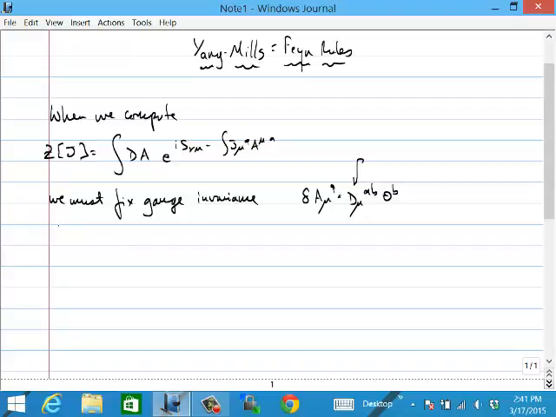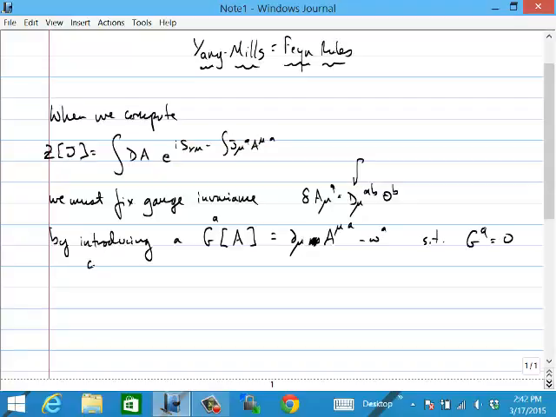And the way that we fix this gauge invariance is we introduce a gauge fixing function that depends on A that has the property that if you set it equal to 0, this completely fixes the gauge parameter theta.